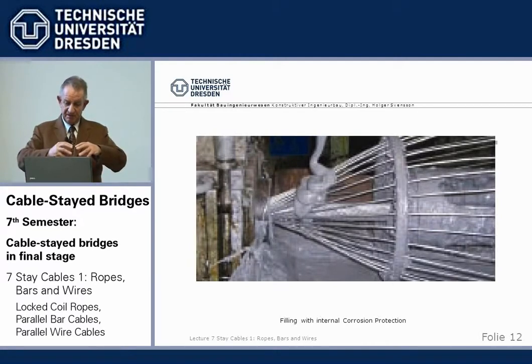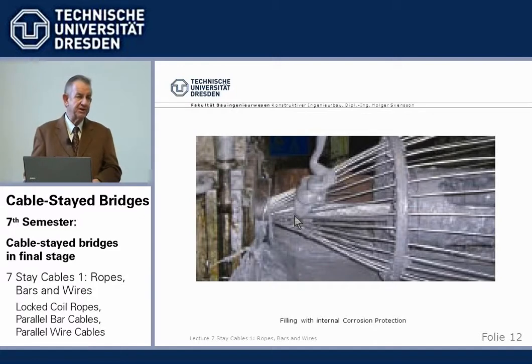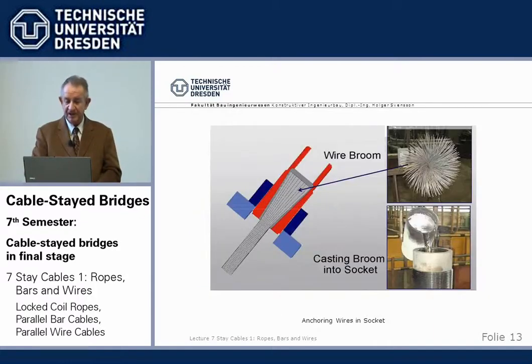While this spinning, I call it, takes place, there is internal corrosion protection added. It's not a good picture, I know, but I don't have a better one. So some for the interstices, we will see. And then finally, we have to anchor the ends of the wires in a steel anchor head. We have to anchor them.